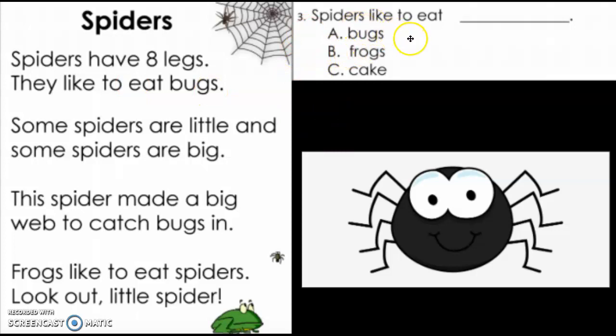Spiders like to eat A, bugs, B, frogs, or C, cake. Well, that would be cool. But I don't even remember reading anything about cake, so I don't think C is going to be our answer. Go ahead and take a second, pause the video, go back in the passage, and find, what do spiders like to eat? What do they like to eat? Pause the video, hit play when you found it.